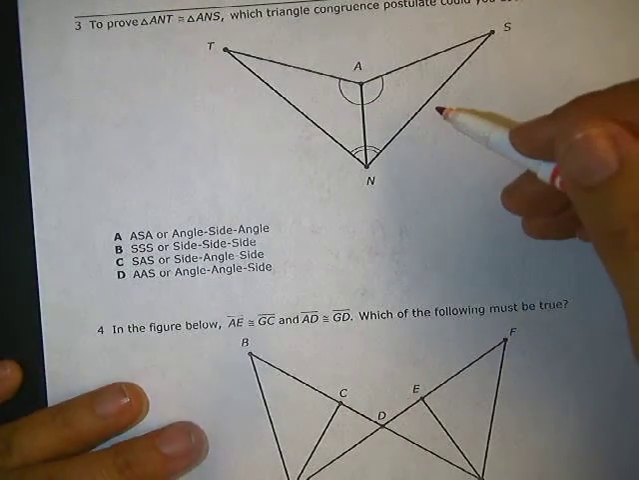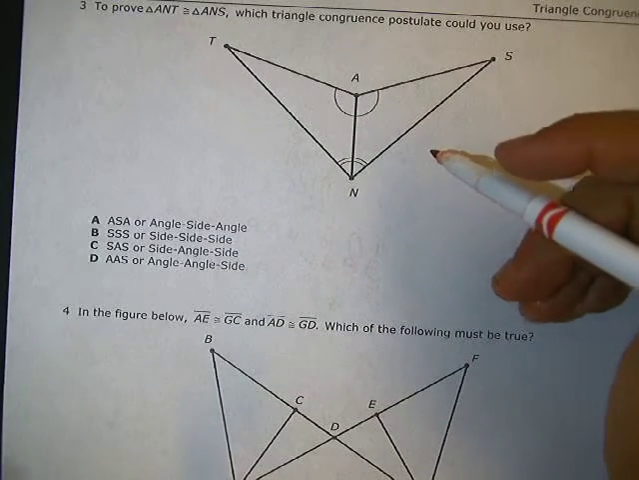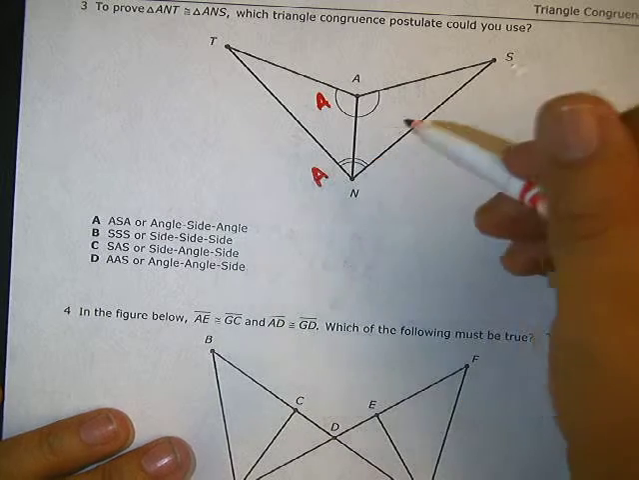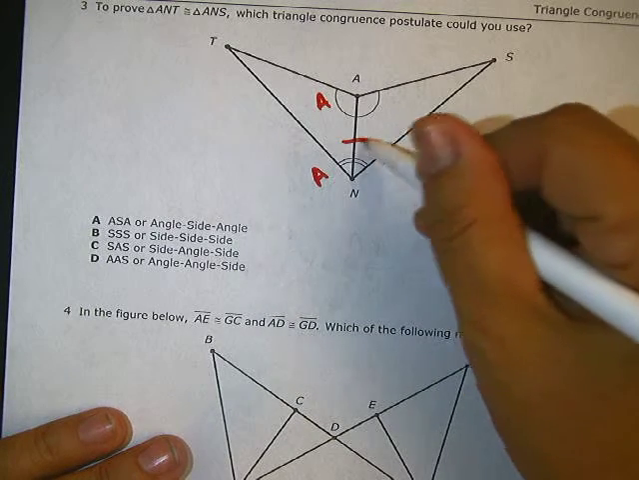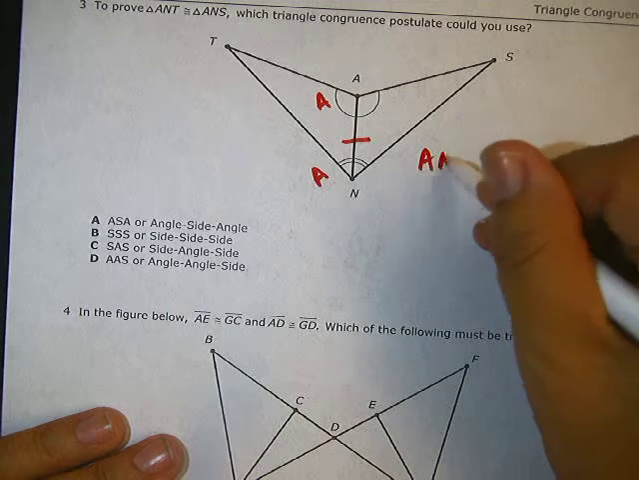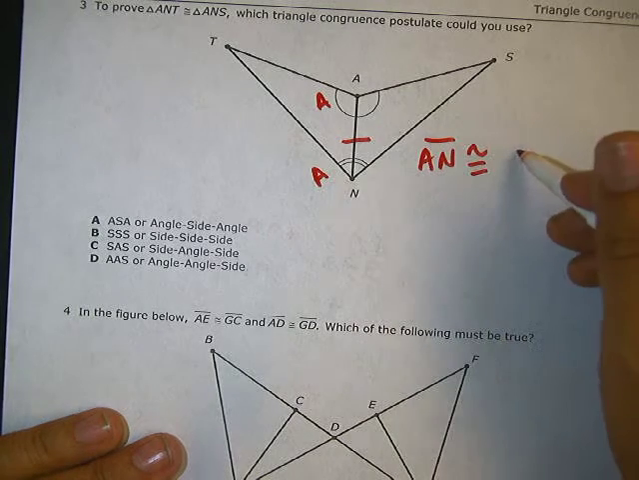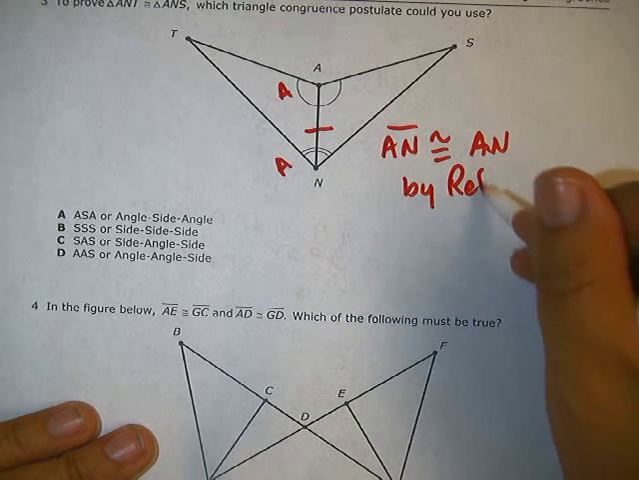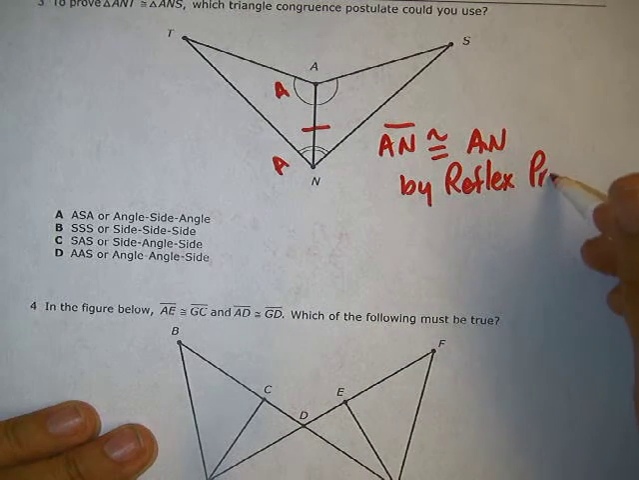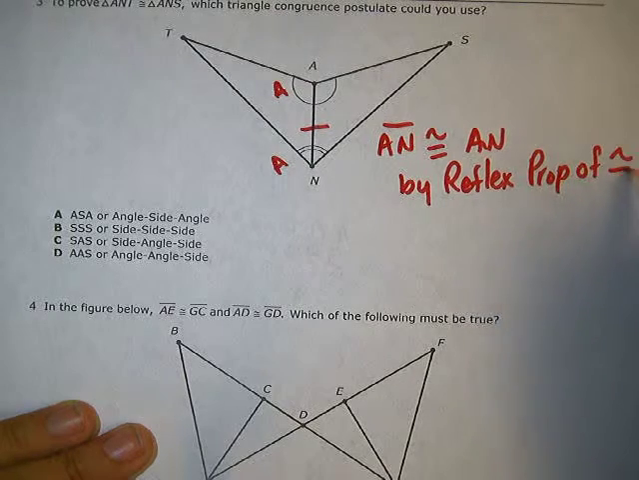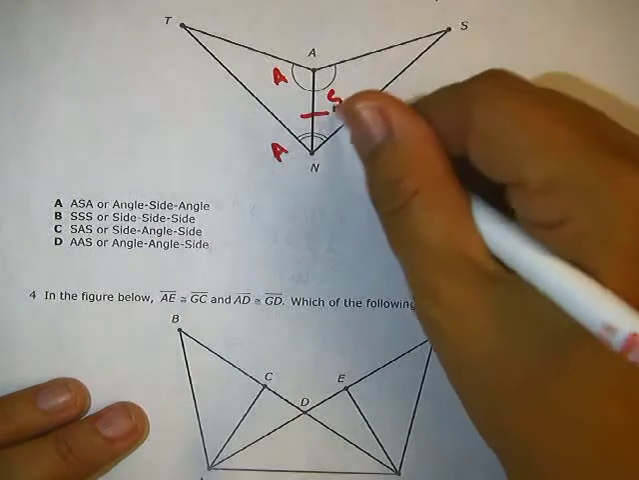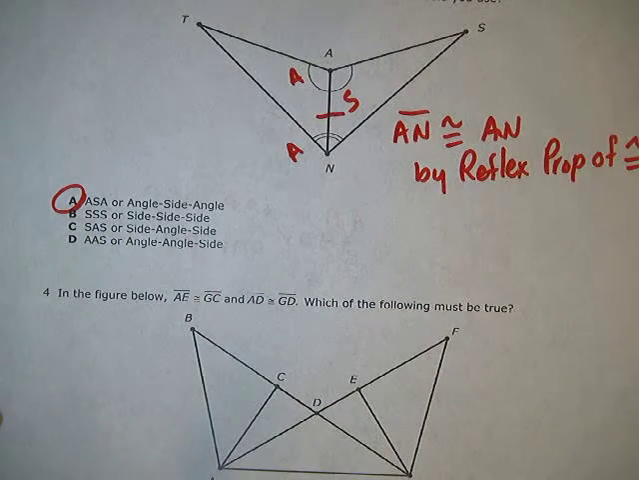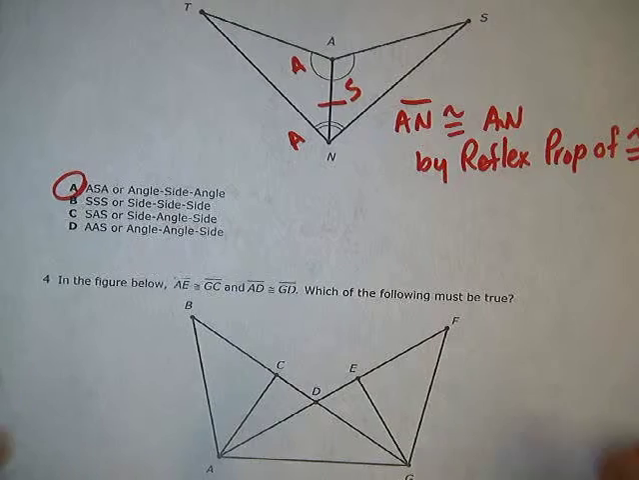All right. Now, this next one should be fairly straightforward. We have an angle, and we have an angle. And hopefully you're noticing that we have a side that is congruent. AN is congruent to AN by the reflexive property of congruence. All right, so now I have angle, side, angle, and that's only one choice, A. So this one was a really quick one, which is good because this next one was a bit challenging.